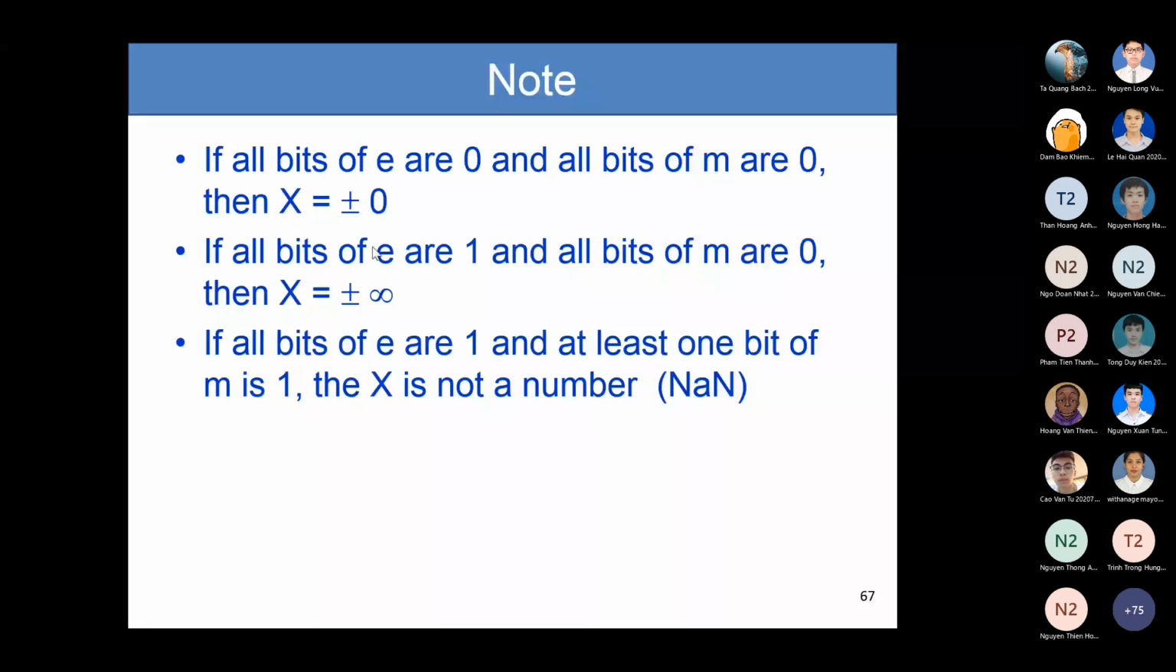Okay, the second one: if all bits of E are 1 and all bits of M are 0, then again it is the infinity number, right? Infinity. And finally, if all bits of E are 1 and at least one bit of M is 1, then X is not a number. Okay.